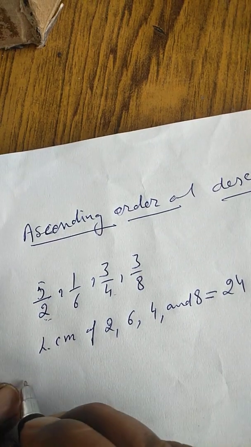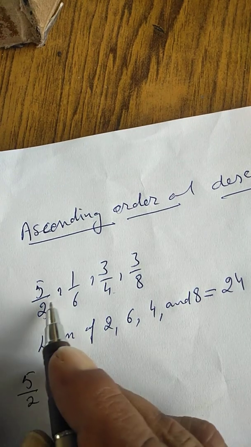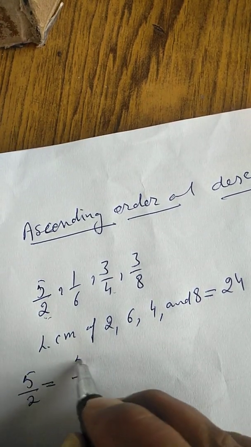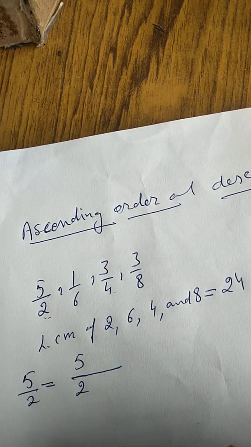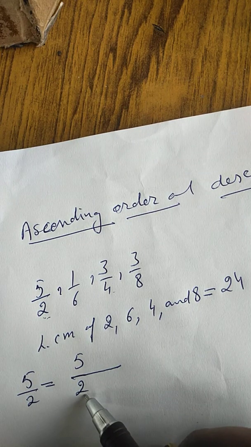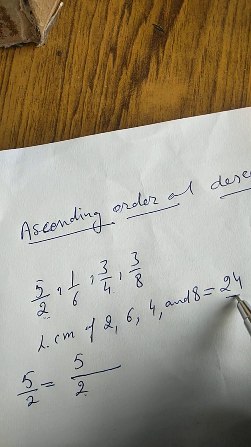Now take the first fraction, 5 upon 2. Write down 5 upon 2, with a single line, and 2 below it. Like this. Now write the table of 2. In the table of 2, when will 24 come? Or, both ways you can do it.